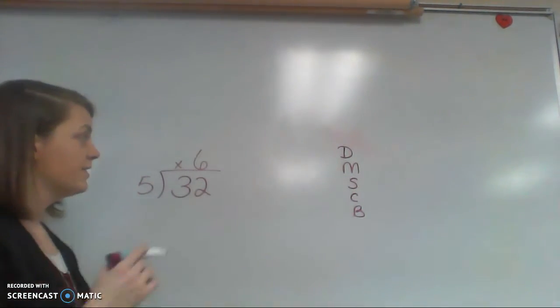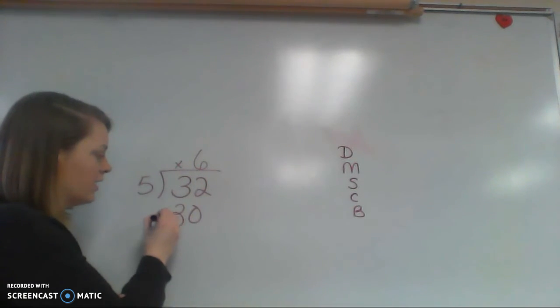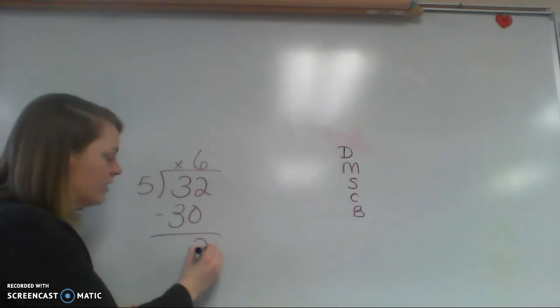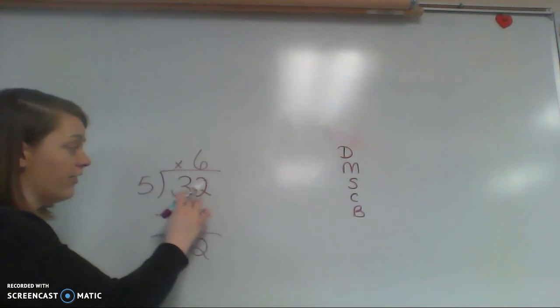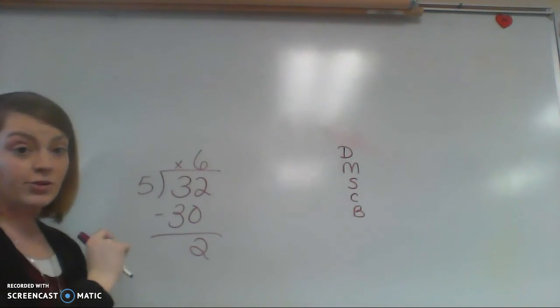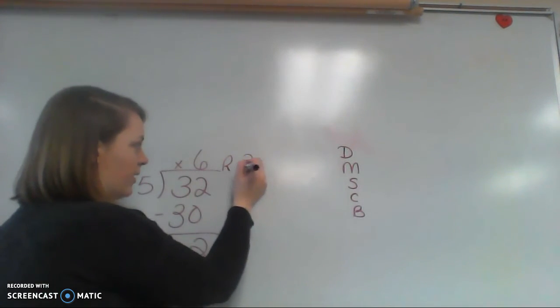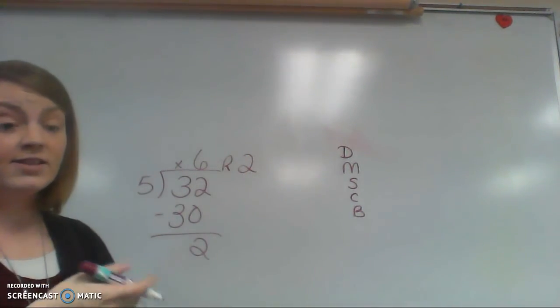Now, my next step is to multiply. 6 times 5 is 30. I subtract, and I get 2. Now, I've already divided by both numbers up there. There's nothing left over here, so that means 2 is my leftover. It's my remainder. Don't forget to bring it up top and say remainder 2. So my answer is 6, remainder 2.